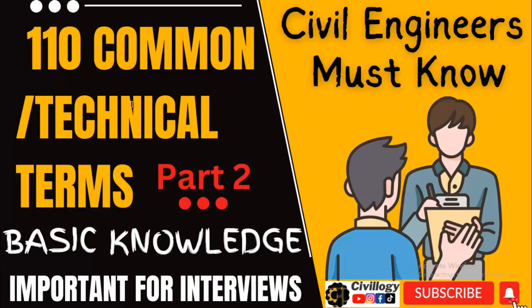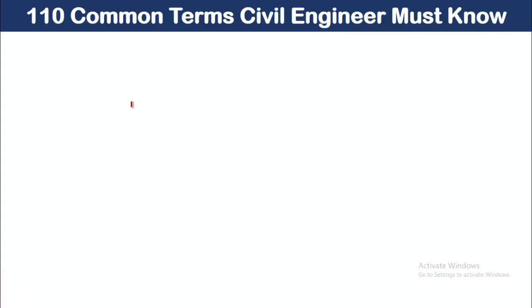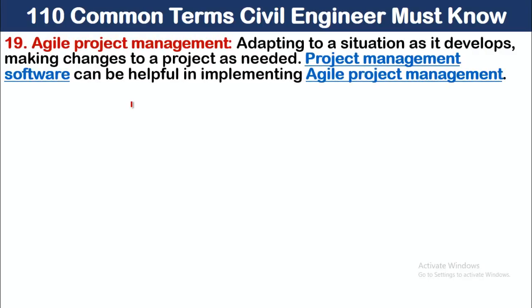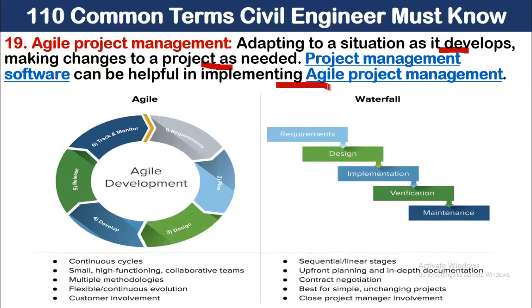So part number 2 starts from point number 19, which is very important for civil engineers to learn, that is agile project management. What is agile project management? It is adapting to a situation as it develops and making changes to a project as needed. Project management software can be helpful in implementing agile project management. As you can see over here in this picture, agile project consists of the following steps.